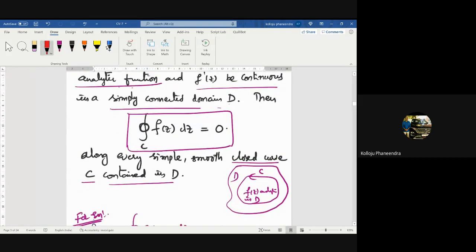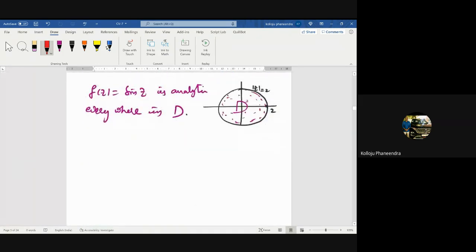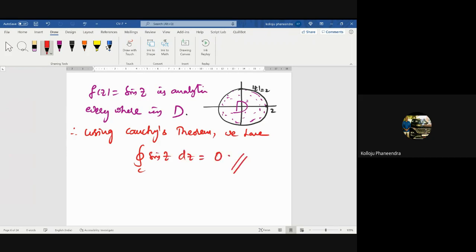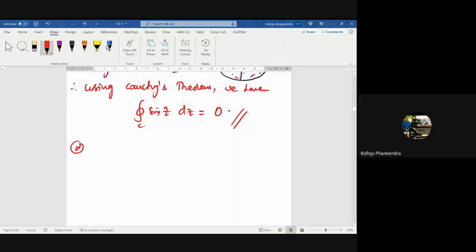Remember one more short statement. If f of z is analytic everywhere in the domain which is bounded by the closed curve C, then what is the integral value? 0. Therefore, using Cauchy's theorem, you just have to mention the statement, that's all. Since it is analytic everywhere in the domain, the integral over C of sin z dz, what is its value? 0.